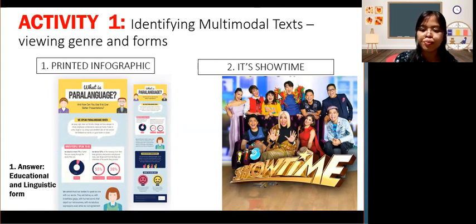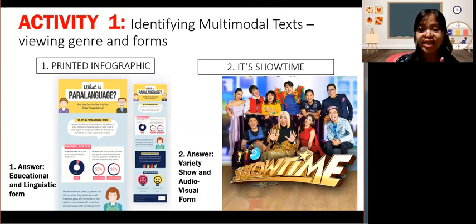Okay, how about number 2? It's showtime. What is the viewing genre? Okay, if you say that it's a variety show, then you are correct. Okay, variety show. And my answer here is audiovisual form. Is it possible to combine audio and the visual? Of course, it's possible since Showtime can be watched on TV, right? Okay, you can hear the audio at the same time as the visual form.